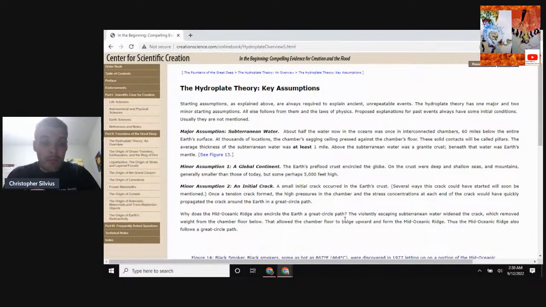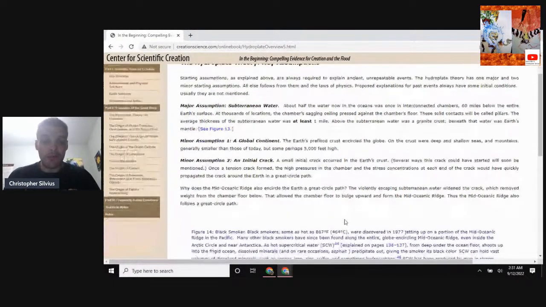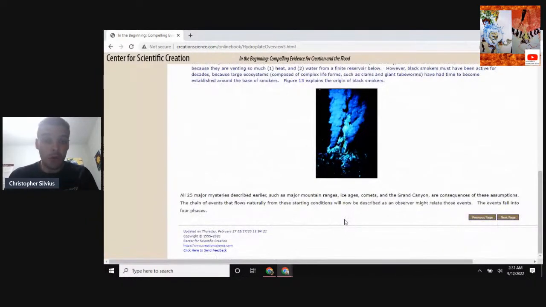Why does the mid-oceanic ridge also encircle the Earth in a great circle path? The violently escaping subterranean water widened the crack, which removed weight from the chamber floor below. That allowed the chamber floor to bulge upward and form the mid-oceanic ridge. Thus, the mid-oceanic ridge also follows a circle path, and there is still today what are called black smokers. This is supercritical water coming up from under the crust of the Earth on the bottom of the seafloors today.